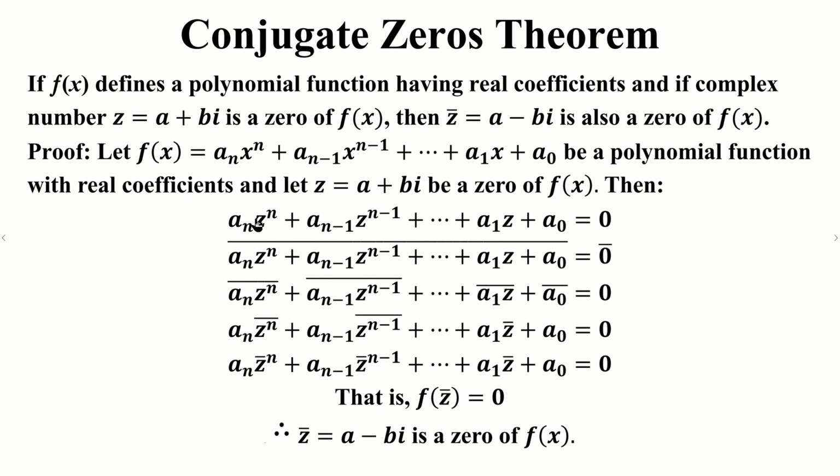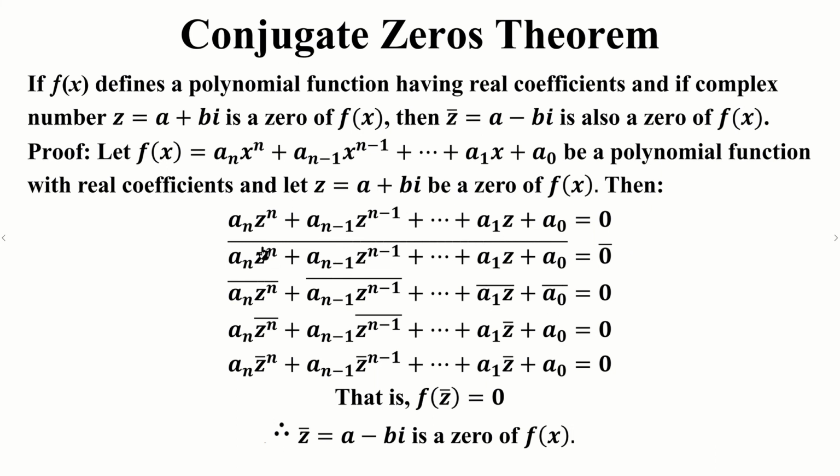Then notice that because z is a zero of f of x, if we just plug in z wherever we see x in the definition of the function, that's going to end up making the function zero because it's a zero of it, right? So a_n z to the n plus a_(n-1) z to the n minus 1, all the way to a_0, that's going to be 0.